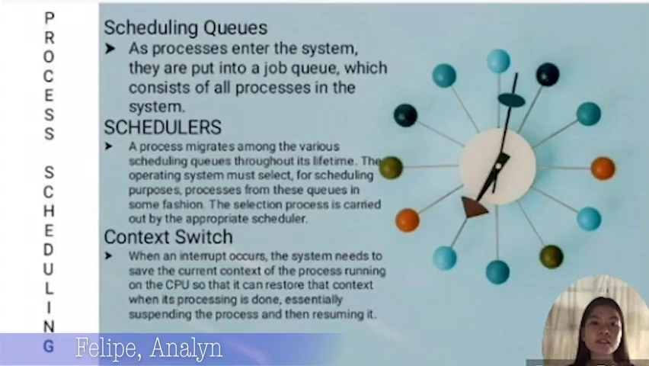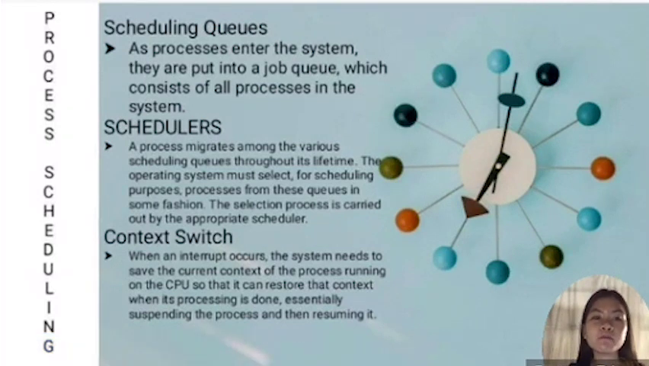Scheduling queues. As processes enter the system, they are put into a job queue, which consists of all processes in the system. So, what are the scheduling queues in operating system? There are three types. The job queue stores all processes that enter the system. The second, the ready queue, holds processes in the ready state. And the last one is the device queue, which holds processes that are waiting for any device to become available. For each I/O device, there are separate device queues.